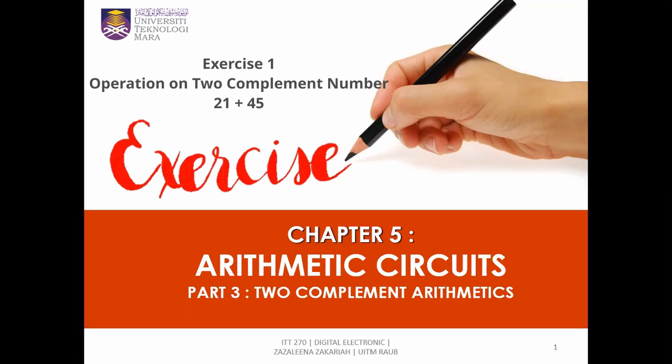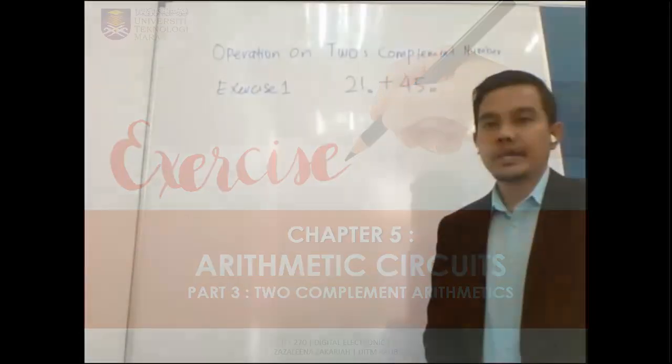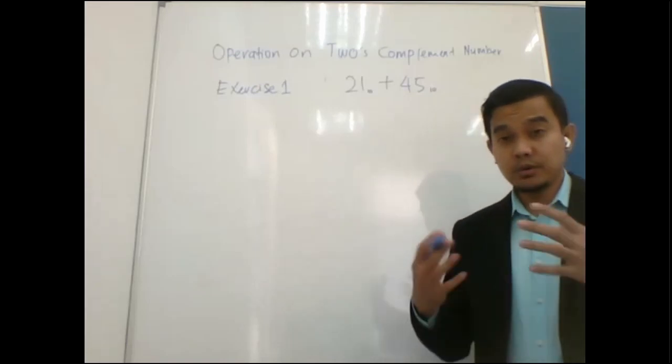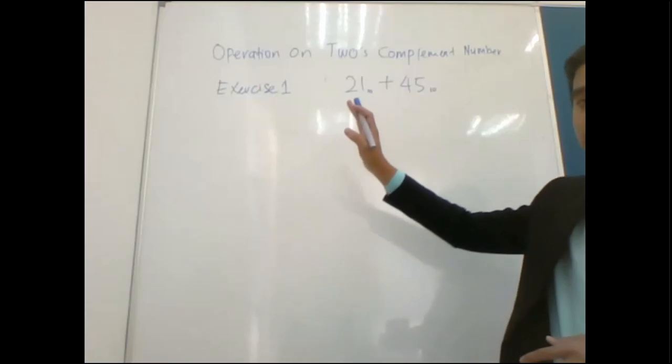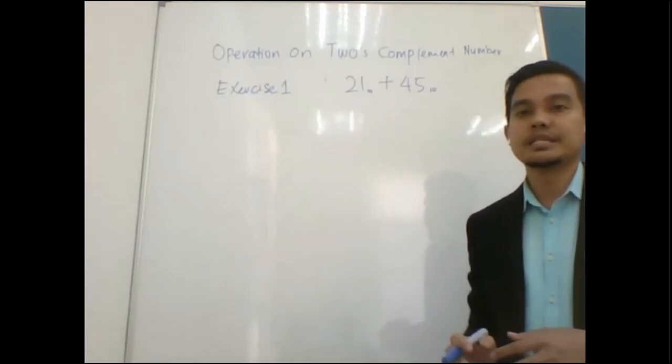Today I will show how to do the exercise in chapter 5, arithmetic circuits, on part 3. We will do the two's complement arithmetic. Here we will have the plus operation using two's complement arithmetic. Okay, so now let's look at the first exercise. You can see the operation is 21 plus 45 in decimal.